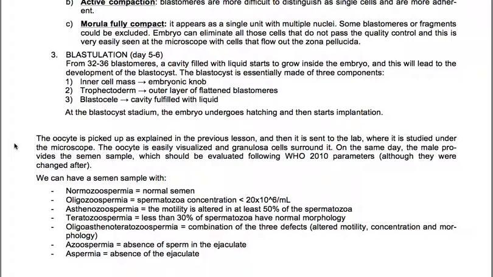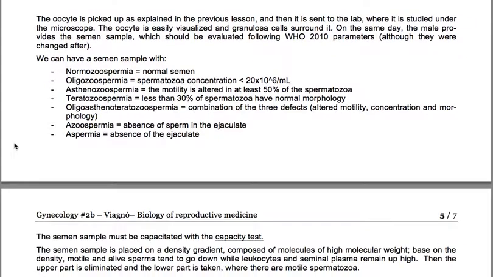We can have a semen sample with normozoospermia, that is normal semen; oligozoospermia, which is a spermatozoa concentration less than 20 times 10 to the 6th per milliliter, so less than 20 million per milliliter; asthenozoospermia, so that the motility is altered in at least 50% of the spermatozoa; teratozoospermia, so that less than 30% of spermatozoa have normal morphology; oligoasthenoteratozoospermia, a combination of the three defects: altered motility, concentration, and morphology; azoospermia, absence of sperm in the ejaculate; aspermia, absence of the ejaculate.